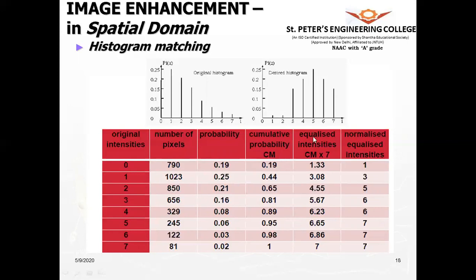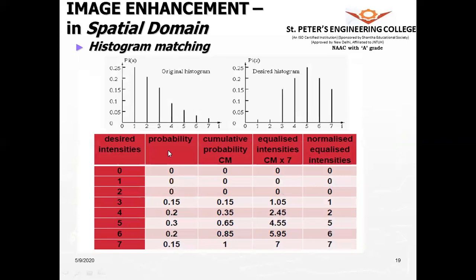So as I said, this histogram equalization is the basics for histogram matching. We have performed histogram equalization and obtained these results. Next, this is the desired intensity from 0 to 7, and having the probabilities from the desired, we observe the probability.